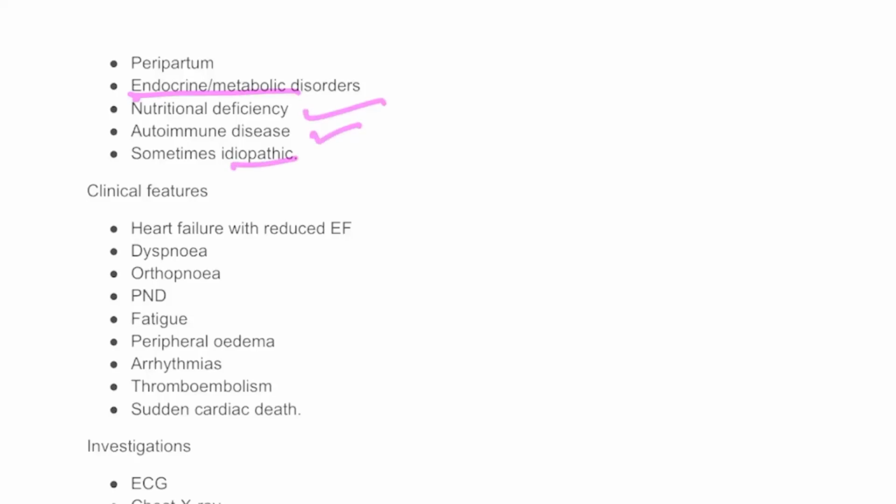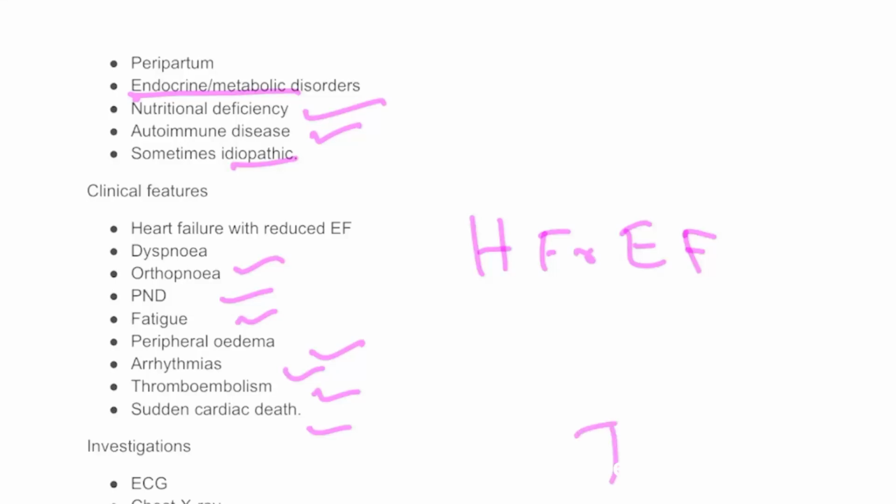So clinical features we have already mentioned. It's a heart failure with reduced ejection fraction. They present with dyspnea, orthopnea, PND, fatigue, peripheral edema, arrhythmias, thromboembolism, and even sudden death. Investigations are almost similar to what we have done for the previous case. We should include the thyroid function test and the iron studies if indicated, though that's mainly for restrictive cardiomyopathy, renal function test, electrolytes, etc., just like any other patient with heart failure.